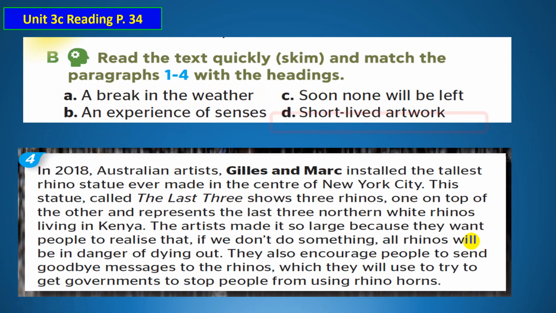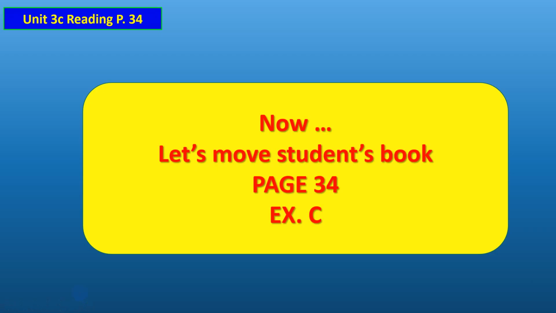Now let's move into the fourth paragraph. Soon none will be left. Okay? So we have to look here. They also encourage people to send a goodbye message to the rainbow, which they will use to try to get the government to stop people from using rainbow homes. Okay? Now let's move on to student book exercise C.